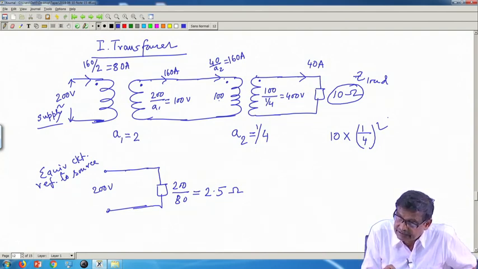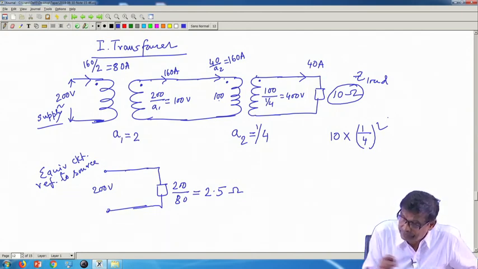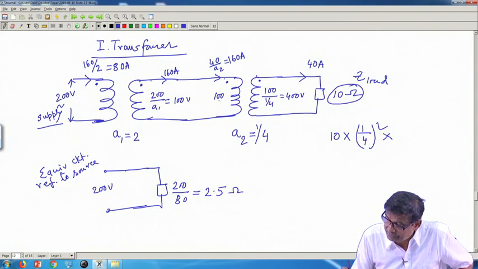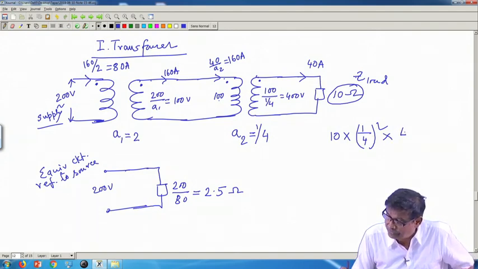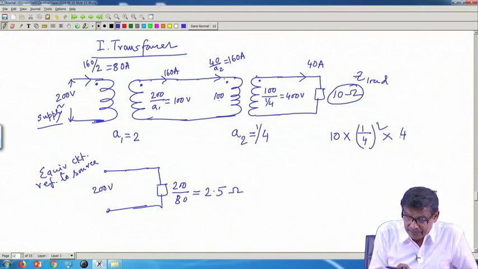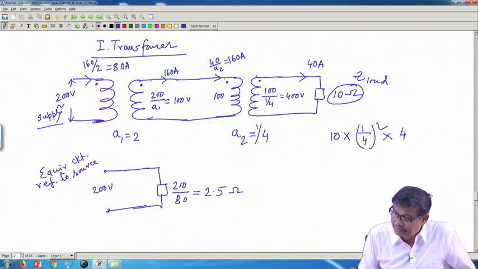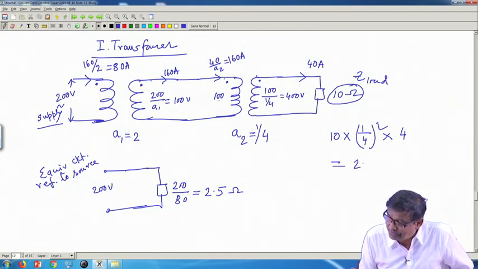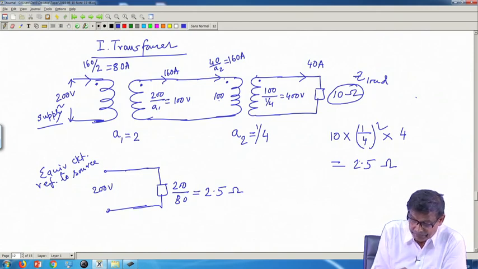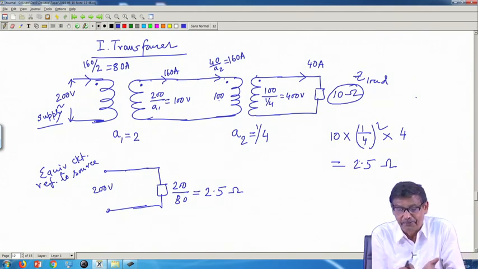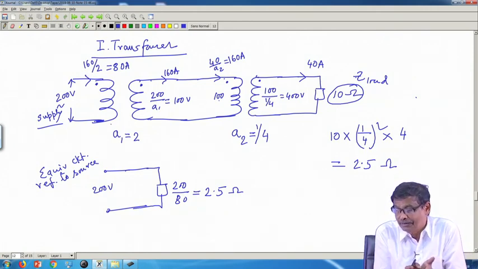This impedance is connected across this, and this into four, A square, and you see it is 2.5 ohm. Therefore, this is the thing. Therefore, this is the equivalent circuit referred to this source.